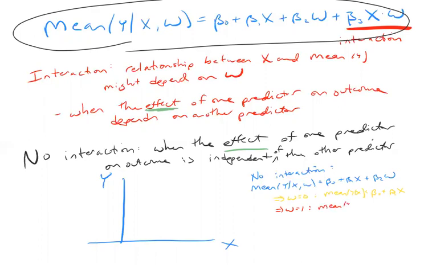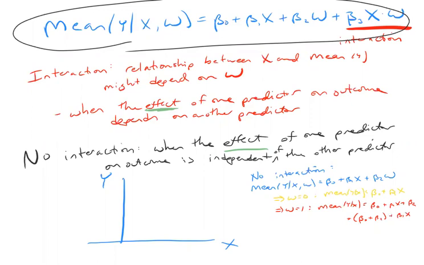the mean of y given x is equal to beta 0 plus beta 1x plus beta 2 times 1. In other words, my intercept has changed by some amount beta 2. Okay, so we've looked at this before.